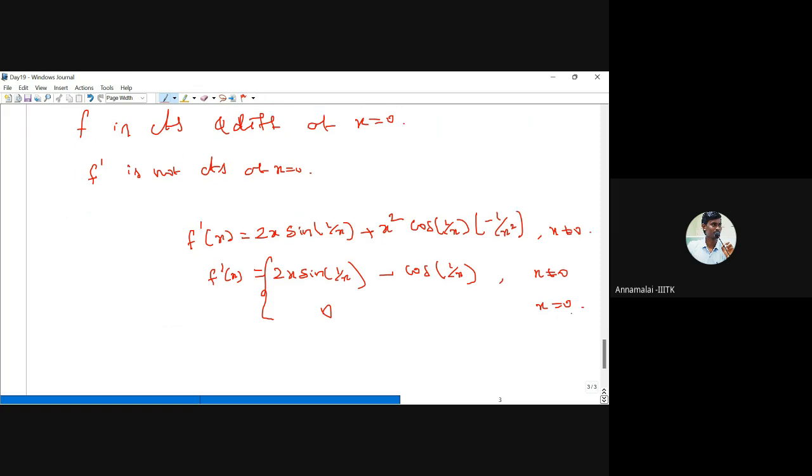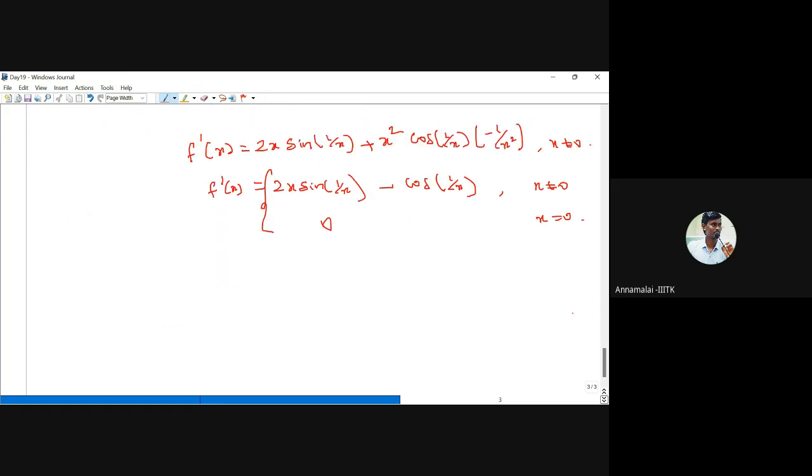So that means we have to show the limit as x goes to 0 of f dash of x is not equal to f dash of 0. This 0 is actually the f dash of 0. So now we have to find the right hand limit and left hand limit of this f dash. The right hand limit: if you take any sequence xn greater than 0 and xn converges to 0, then what is f dash of xn?